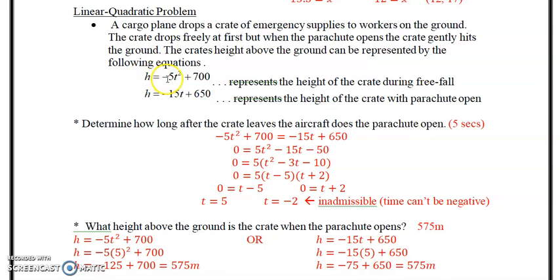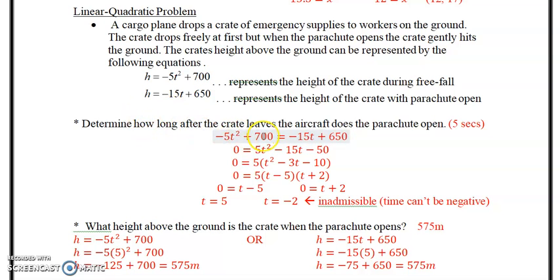So its height equals negative 5t squared plus 700, that represents the height of the crate during the free fall. And then we have the height of the crate with the parachute. Once the parachute opens, it becomes a little more linear. They're both equal to h, so we can set them equal to one another.